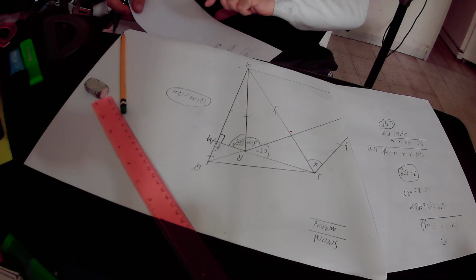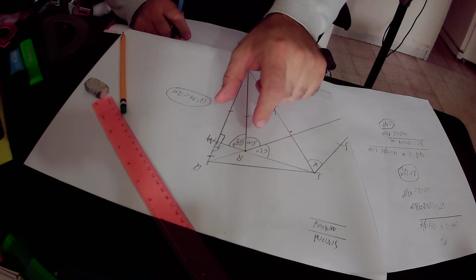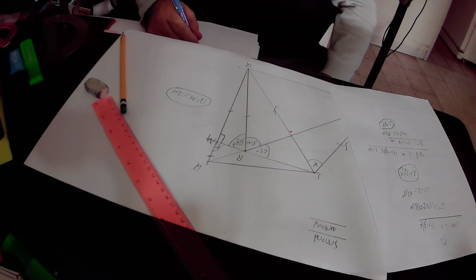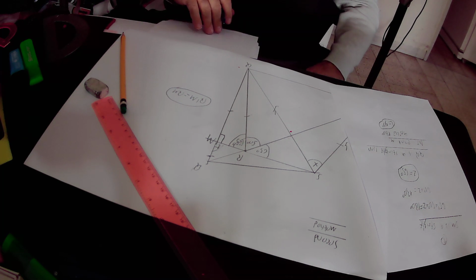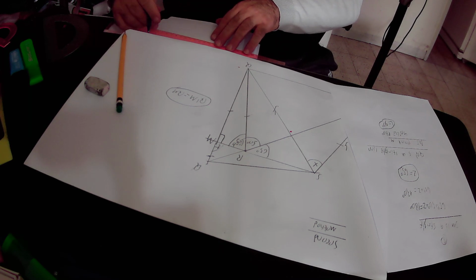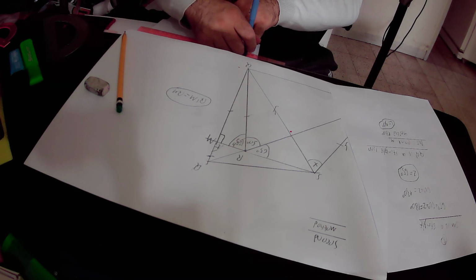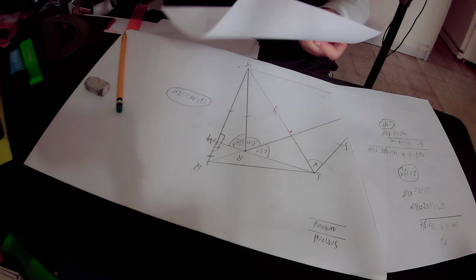And we also have here a common side. RM equals RM. It is a common side. Actually, it belongs to both triangles. So I can write down that RM equals RM as a common side.